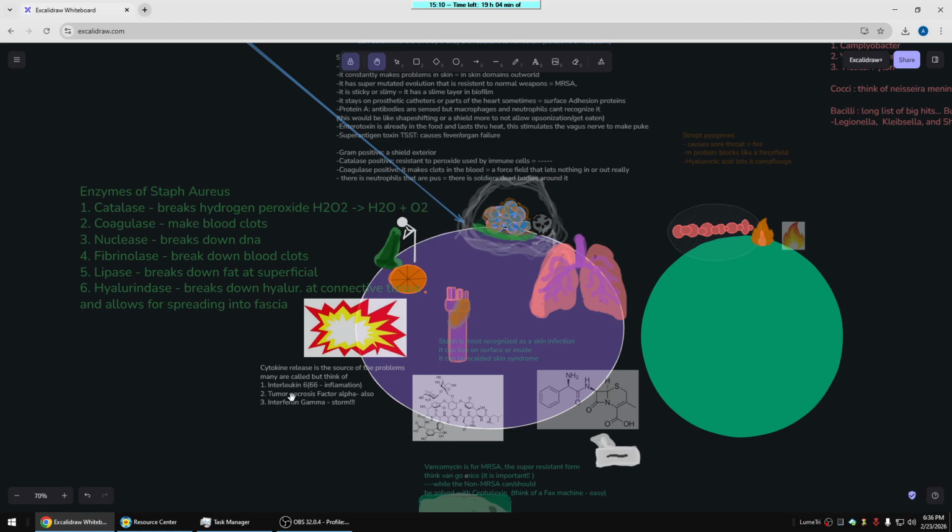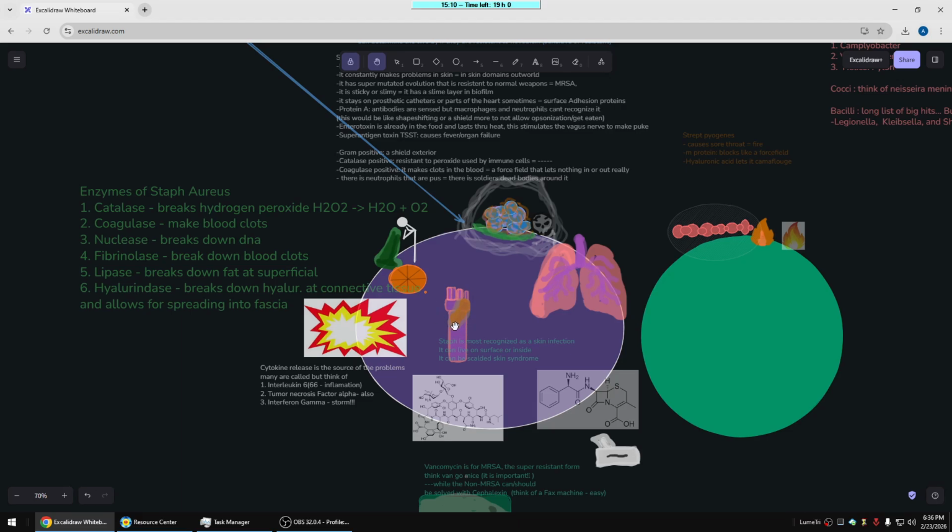you should think of interleukin 6. I'll put 666 because it's the worst, and it causes inflammation. Then there's tumor necrosis factor alpha, which also is inflammation, and then interferon gamma, which is part of the storm. So these three are really high yield for the cytokines that cause a lot of these problems. It's a storm.